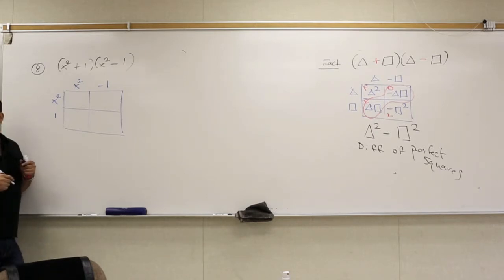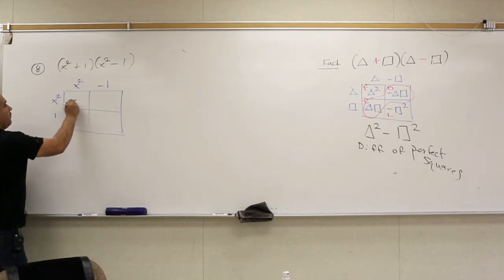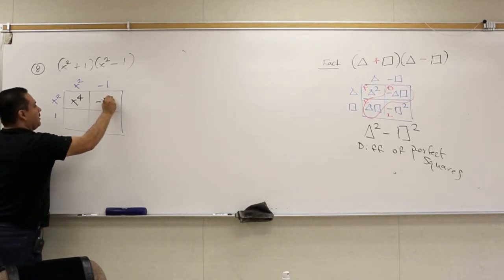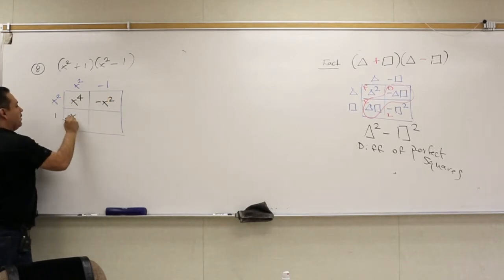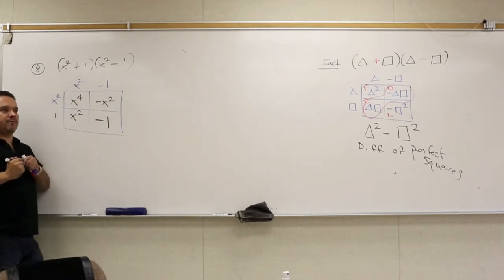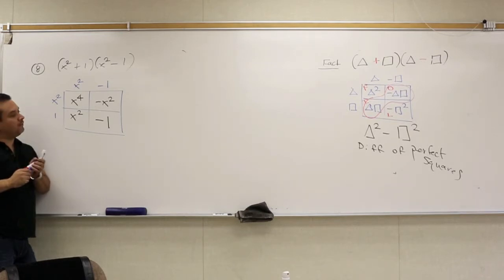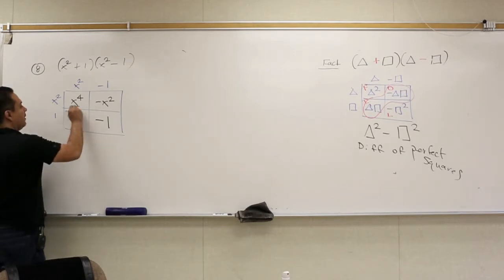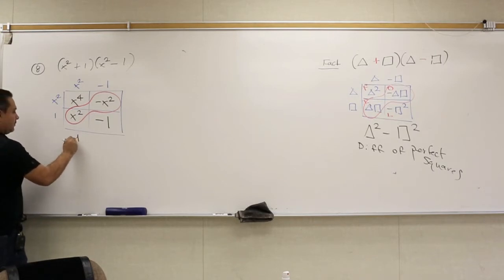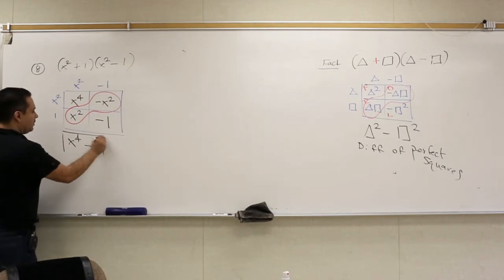So what's x squared times x squared? Is that x to the 4th power? What's x squared times negative 1? Negative x squared. 1 times x squared. 1 times negative 1. Anybody notice what happened here with my x squared terms? Aren't they gone? What do you have left? X to the 4th minus 1.